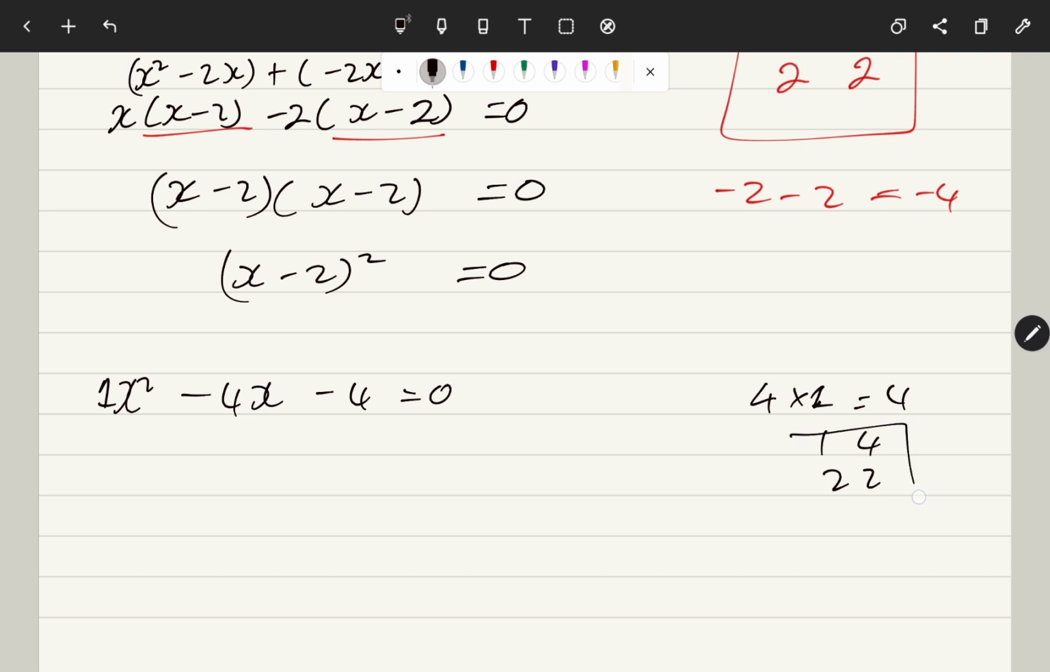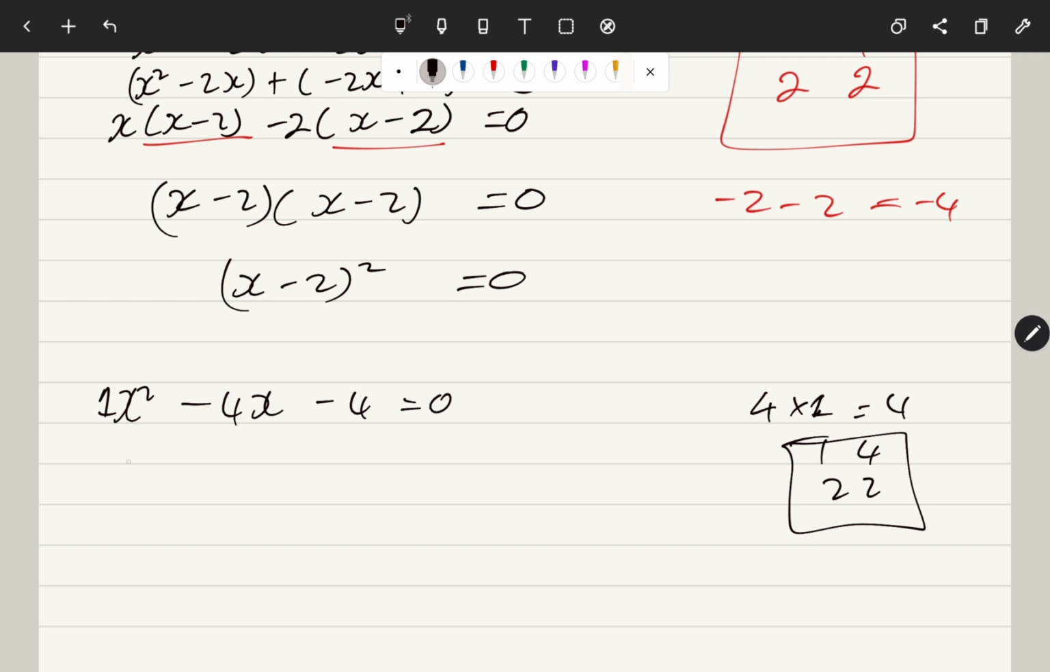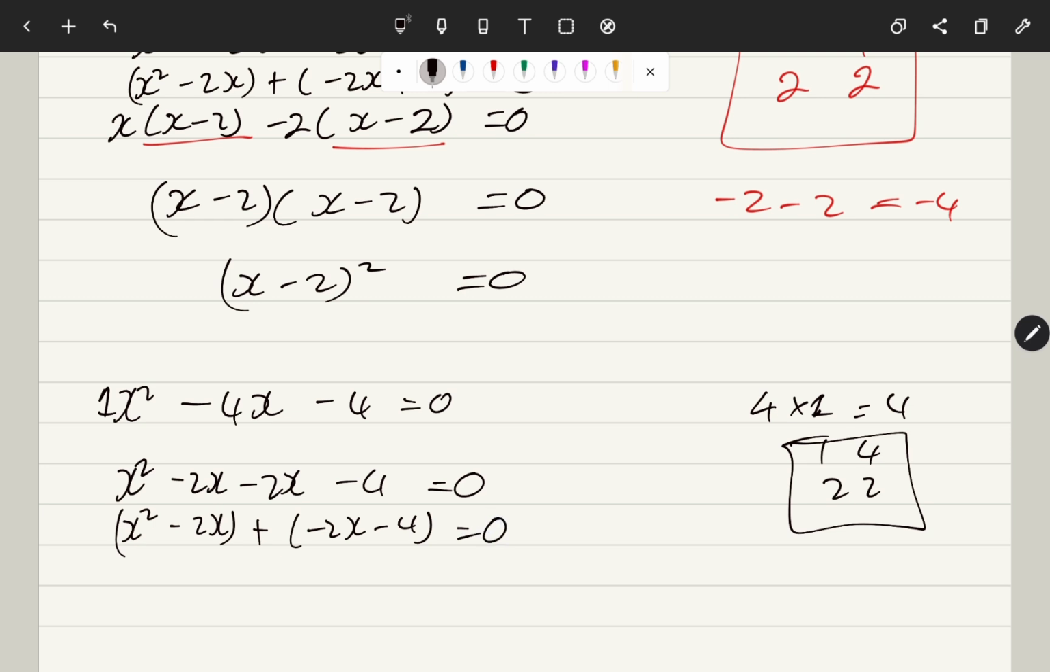We look at the pair that's going to give us the middle number, whether we add or subtract, this 2. So we just do exactly what we did above. So you have x squared minus 2x minus 2x minus 4 equals 0. Now you group them, right? To group them, x minus plus minus 2x minus 4, right, equals 0.